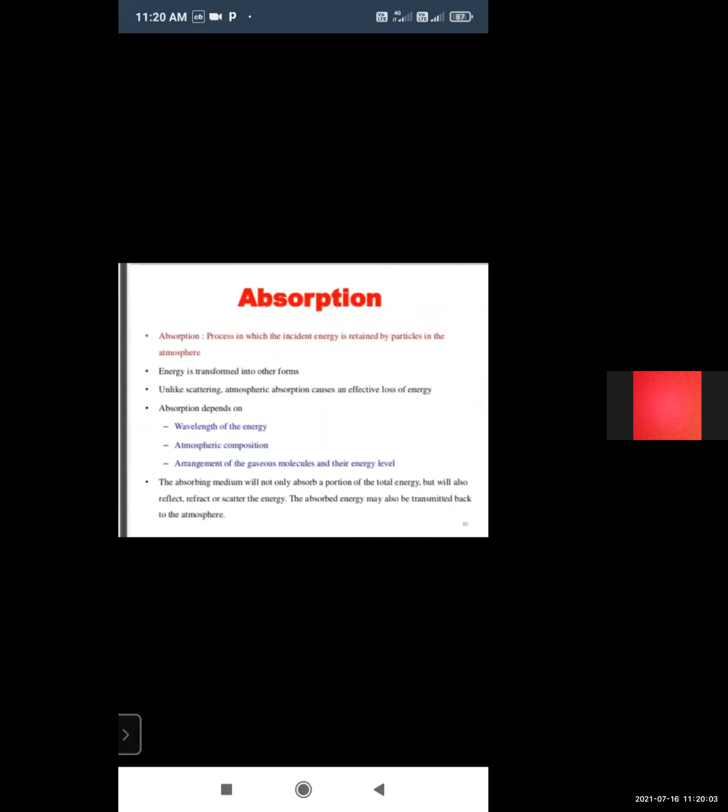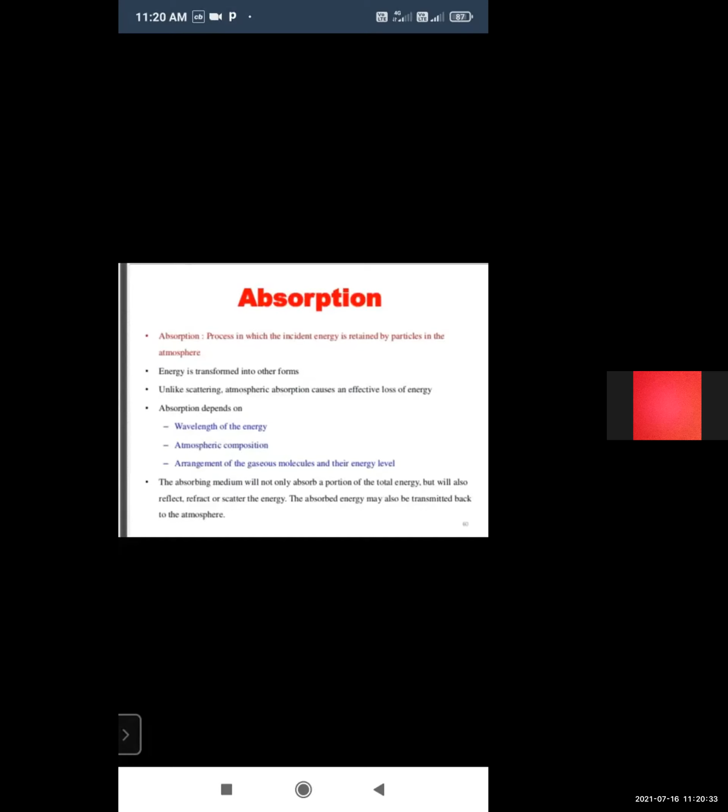Next process is absorption, which also happens in the atmosphere. So what is absorption? It is the process in which incident energy is retained by particles in the atmosphere. So it is the absorption of electromagnetic radiation in the atmospheric layer. Energy is transferred into another form, and stored energy is again transferred into another form. So scattering and atmospheric absorption cause a loss of energy.